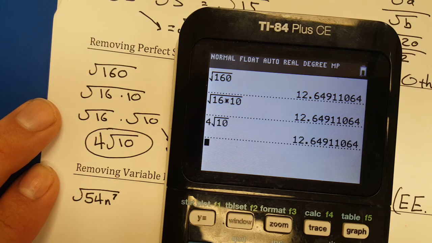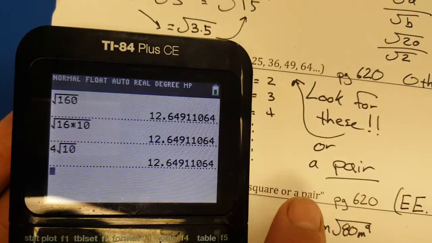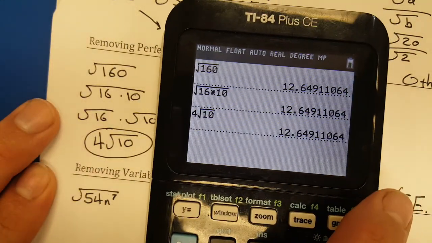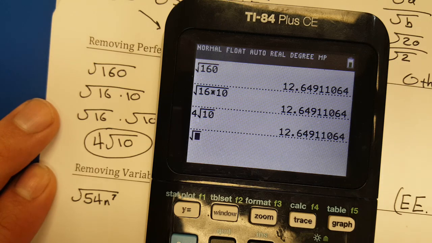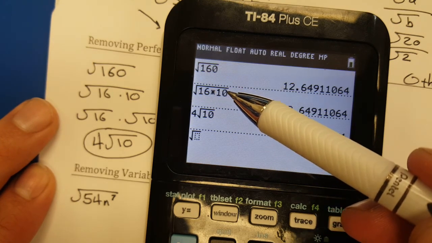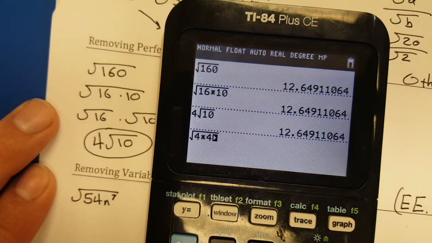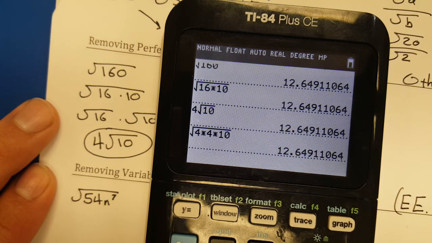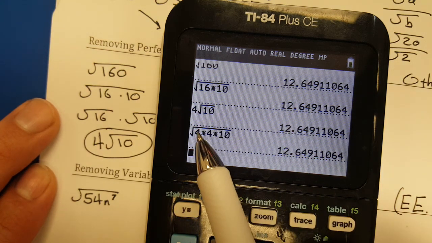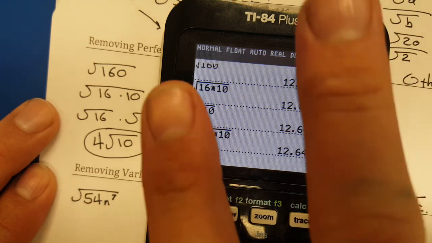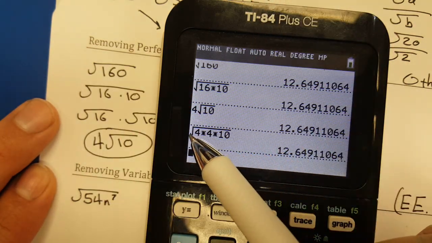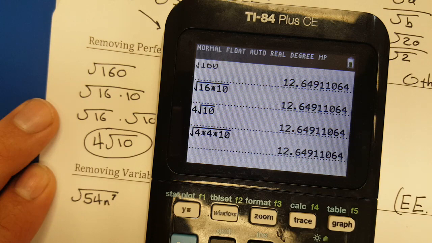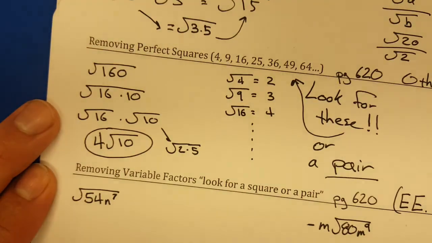Same number. So what do you mean by that pair idea? I don't get what you mean by the pair idea, Mr. K. Here's what I mean. I could go from this point right here, 16 times 10, to 4 times 4 times 10. Same thing. So the pair of 4s can get out of the radical sign. Either a pair or a square is going to get you out of the radical sign. That's the only way you can make a real number.